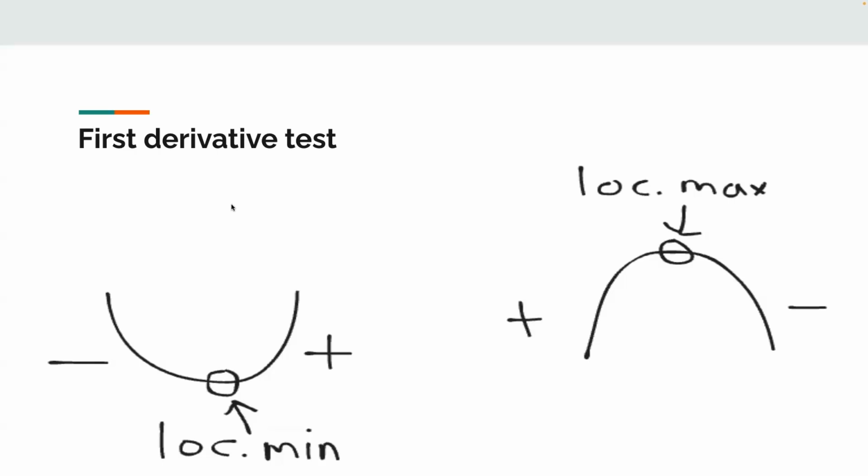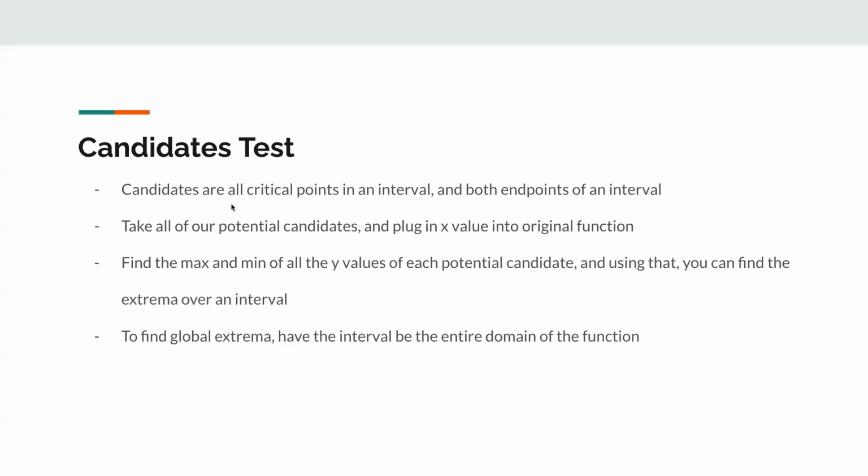These two diagrams show what I mean. Initially, the function is decreasing on the left side, then it reaches the critical point where its derivative is 0, and then starts to increase. That's a minimum. On the other hand, a function is increasing on the left side. It reaches where the derivative is 0, and then it decreases. That's a local maximum.